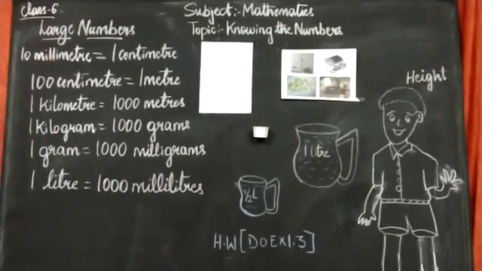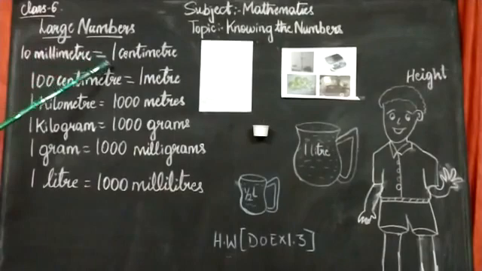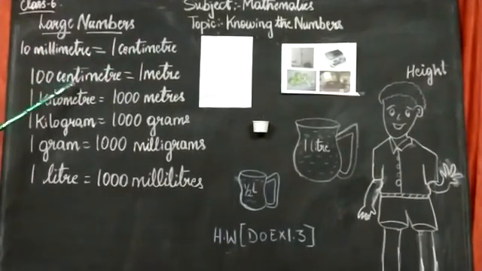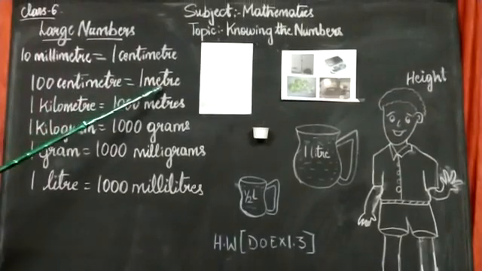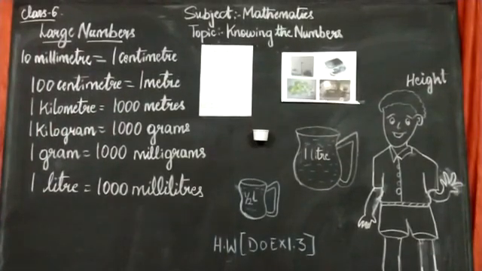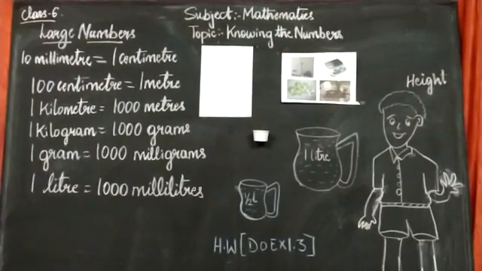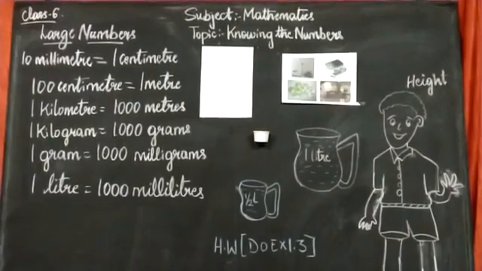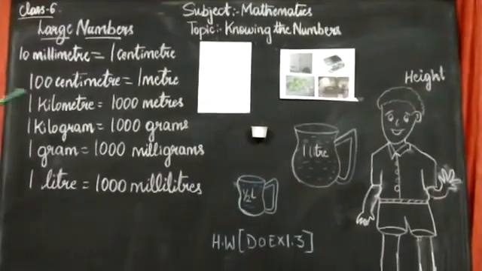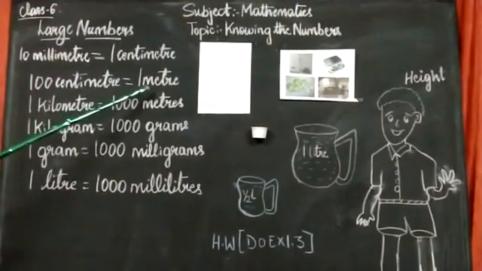Now, 10 millimeter is equal to 1 centimeter. 100 centimeter is equal to 1 meter. We measure bigger objects like the length of your school building or the length of the room in which you are sitting. So the length of the room can be measured using meter. That is, 100 centimeter is equal to 1 meter.